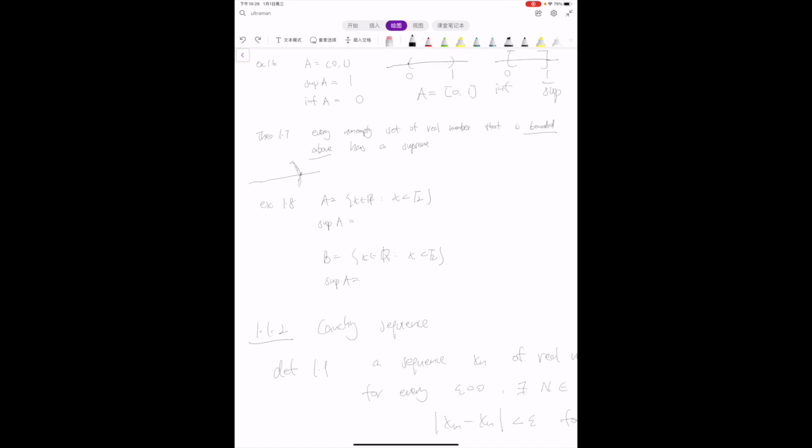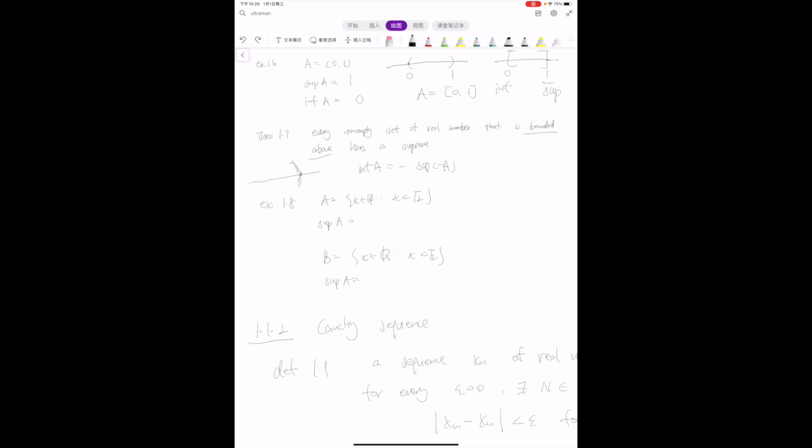And we can consider the lower bound of it. So we know that the infimum of A is equal to the negative of the supremum of negative A. So therefore we can get another theorem, which is every non-empty set A which is bounded below has an infimum.